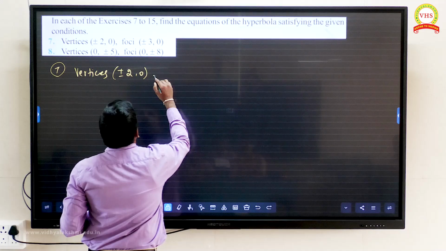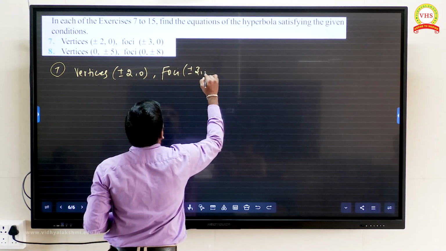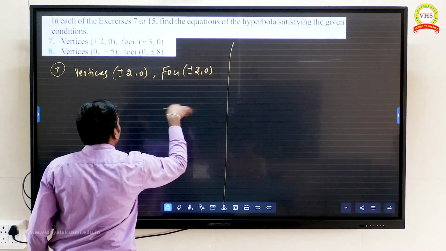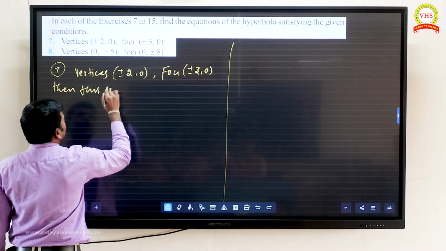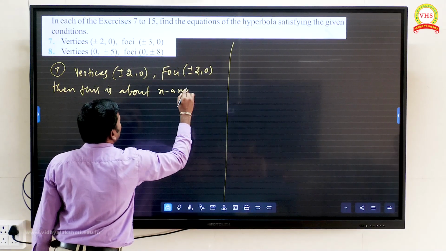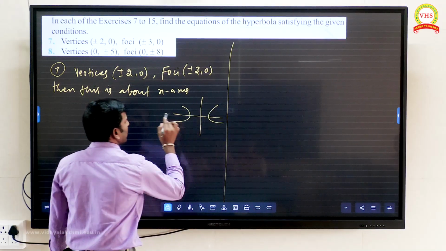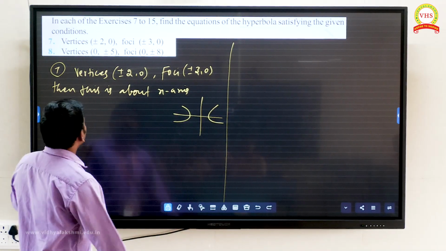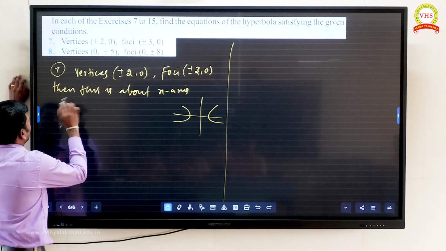The x-axis. Even foci are also given: foci plus or minus 3, 0. Then this is about the x-axis. It means the diagram will come like this. So x-axis means like this. Understand? Right. And from the vertices we can find the a value.